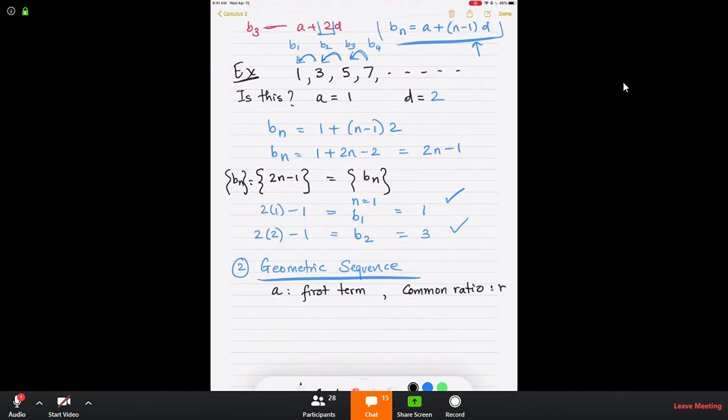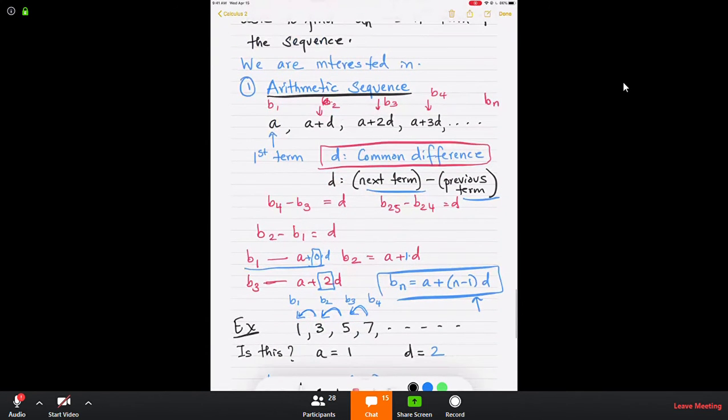What was the common difference again? You were saying if you take the difference of what? Next term minus the previous term, meaning B4 minus B3, B25 minus B24, B2 minus B1. It doesn't matter where you are in the sequence. I could say B101 minus B100, and you will still get it to be D. That's why the word common, the difference, because you're subtracting the terms.